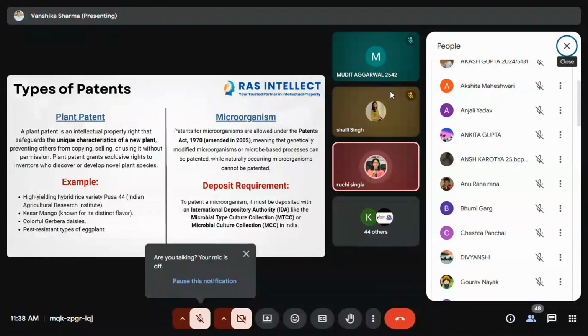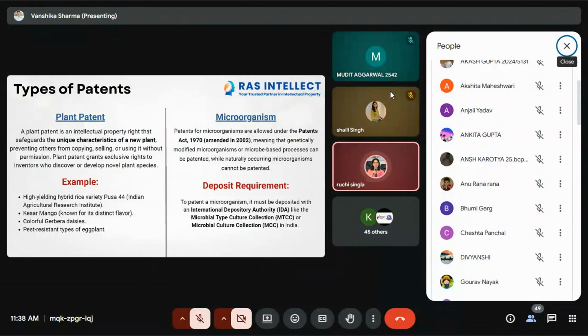So even for the plant type, it is the hybrid plant and the unique characteristics of the new plant that are patented. Similarly, for the microorganism, you need to deposit the microorganism with the International Depository Authority, and then you can get it patented, right? Your nearest IDA is IMTECH Chandigarh, where you can deposit the microorganism, giving all the details of the genetically modified microorganism while depositing it.